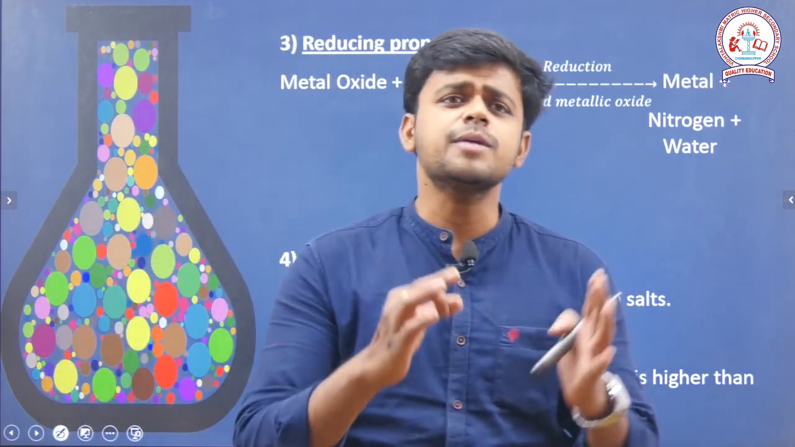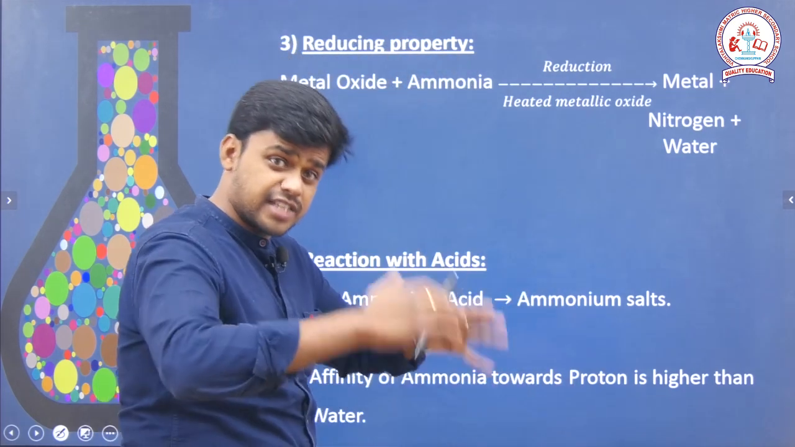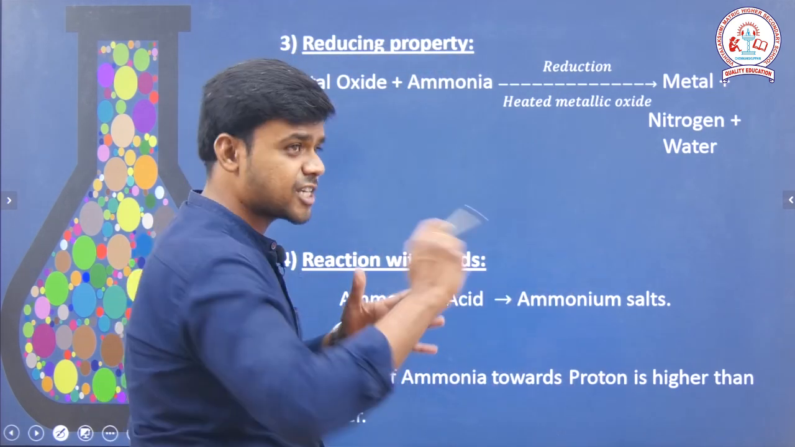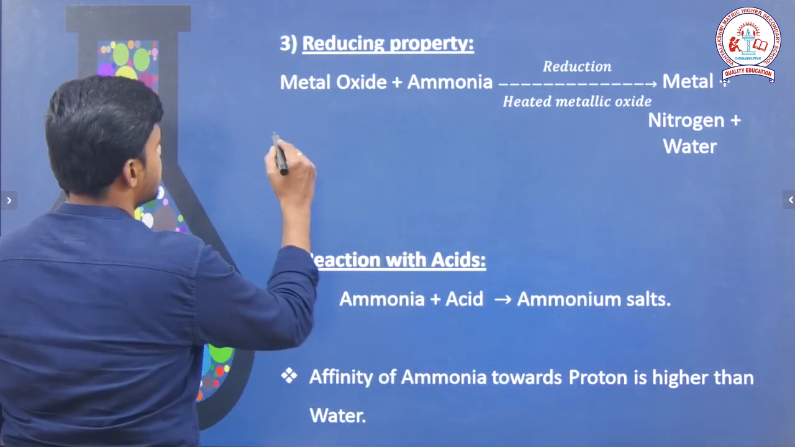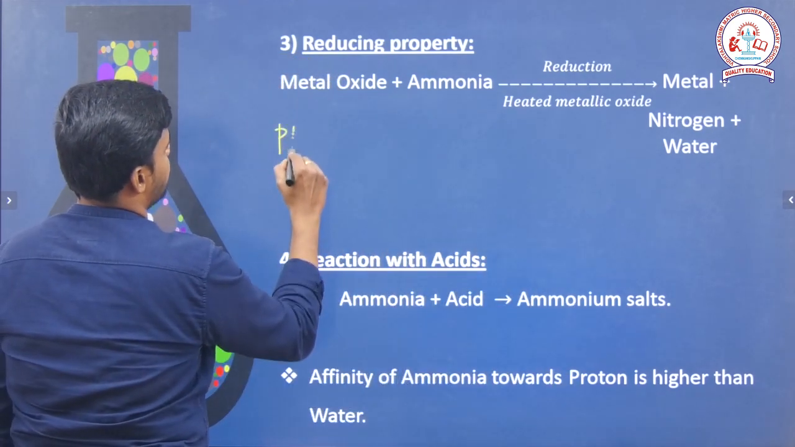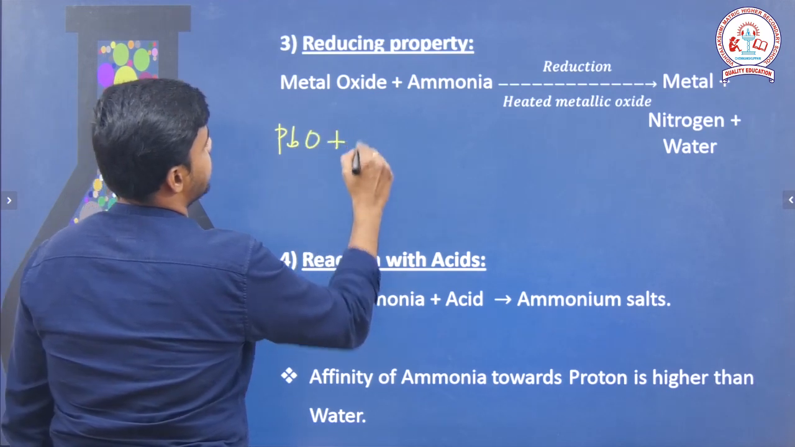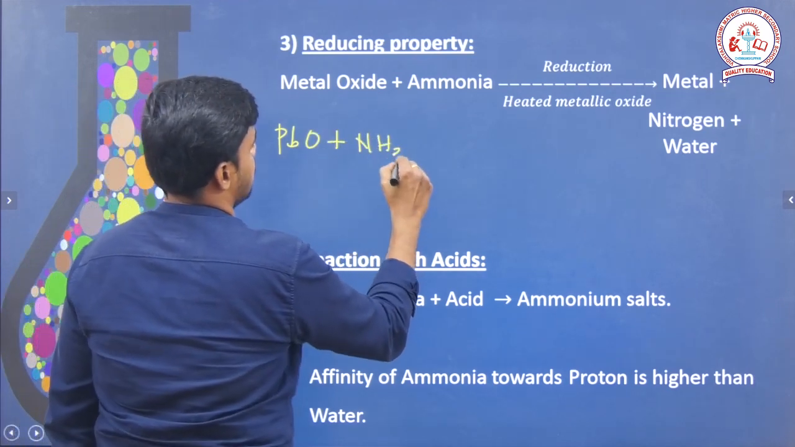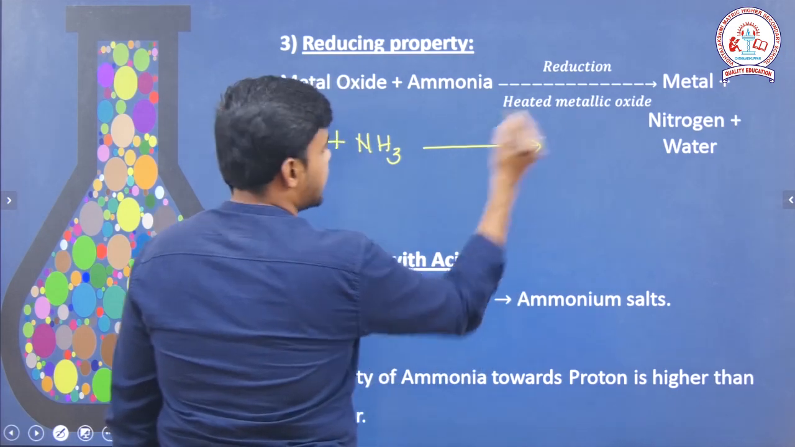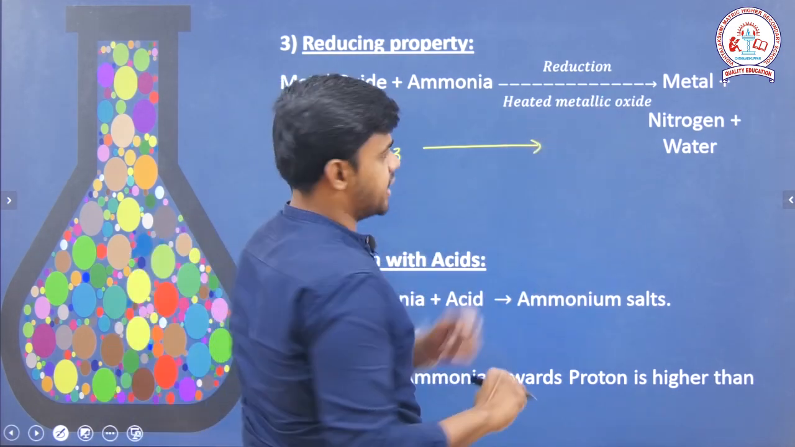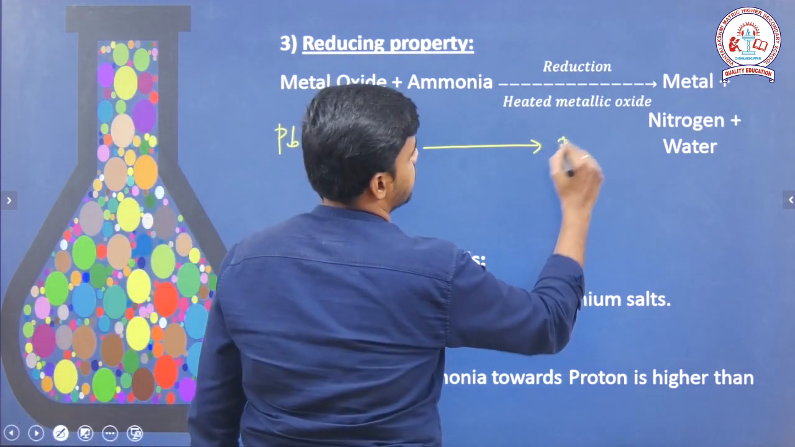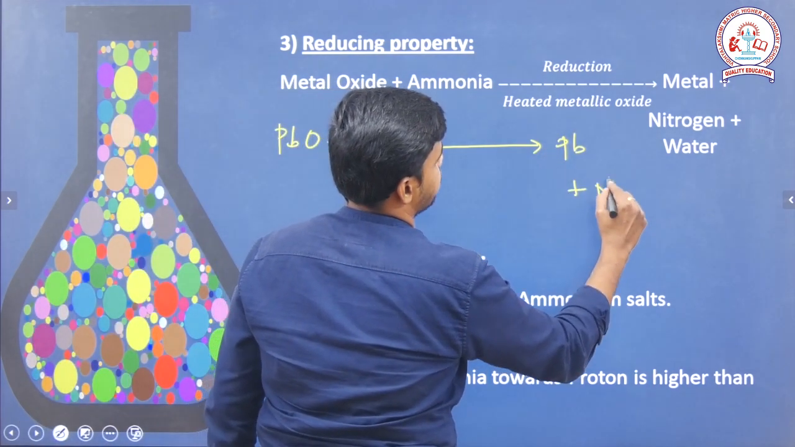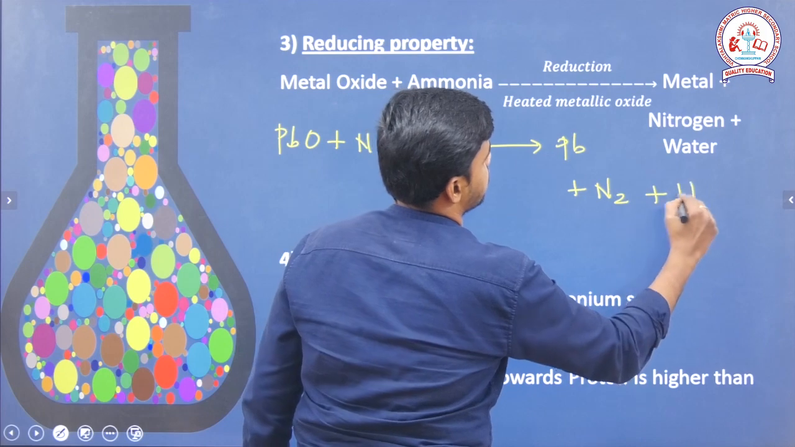See, for reducing property, first we will look at what it does, and then I'll explain what this reducing property is, what a reducing agent is. See, metal oxide, let me take lead oxide PbO. When it reacts with ammonia, overheated metallic oxide, it is already mentioned here, right. So we'll be getting metal. What metal have we taken? Pb here. Then molecular nitrogen will be obtained, plus water.